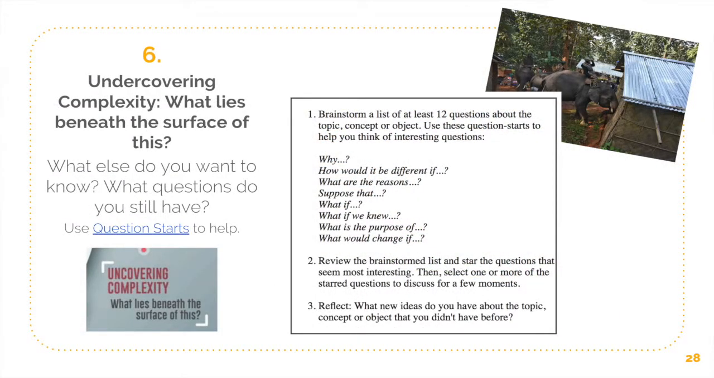Okay, next one is uncovering the complexity. So what lies beneath the surface? There's loads of different activities you could do with this. You could look at this one photograph and say, okay, what's going on here? It's about power and privilege. It's about the caste system in India. It's about endangered animals. It's about people being displaced. You could just link all the complex issues that come out of this.